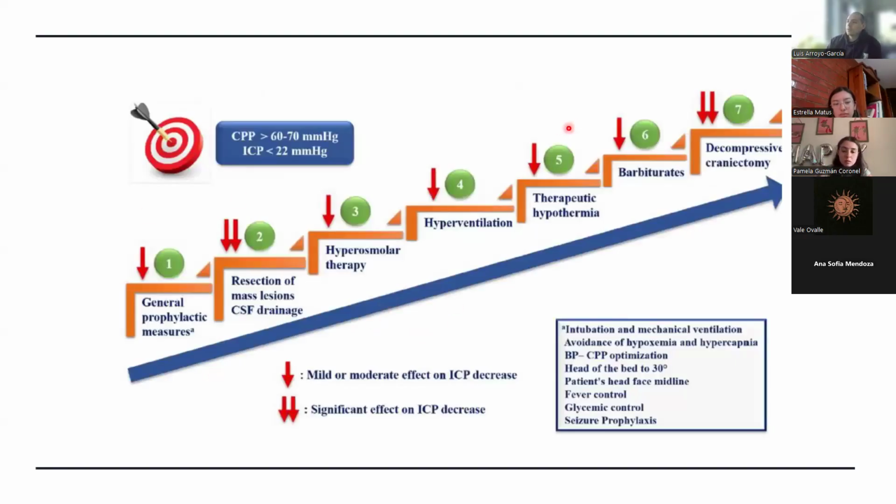So this is how the patients are treated. It can go to prophylactic measures, resection of mass lesions and CSF drainage, hyperosmolar therapy, as we were talking, hyperventilation, therapeutic hypothermia, barbiturates. This is when we get into coma. And then at the end, we can have the decompressive craniotomy. So this is the target that we need to reach: intracranial pressure lower than 22 millimeters of mercury.